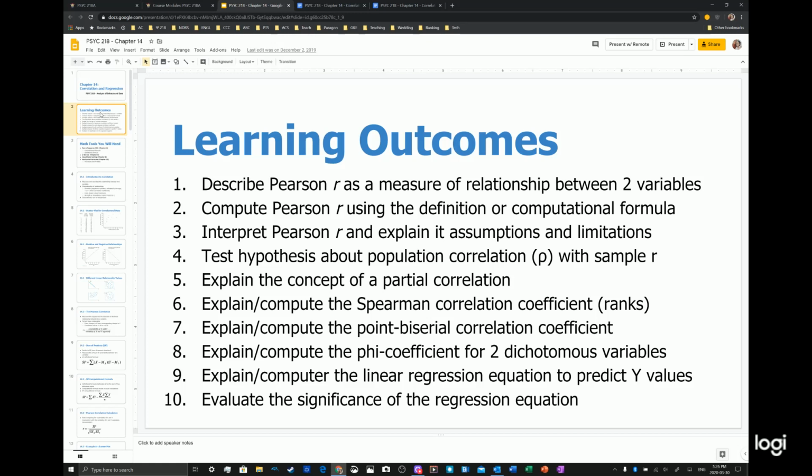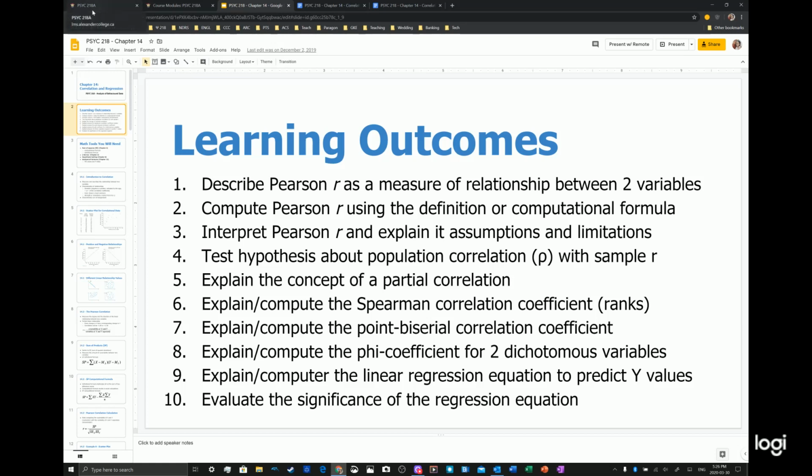So for part 1 today, we're going to go through our first outcome for sure, which is to describe the Pearson R as a measure of relationship between two variables, as well as outcome 2, using Pearson R as a definition and computational formula, and then finally interpreting Pearson R and explaining its limitations and assumptions. Okay, the first 3 outcomes we're going to do for sure in our part 1.